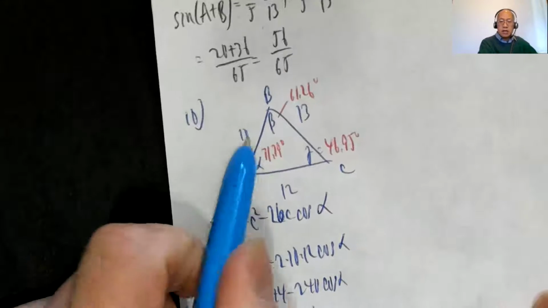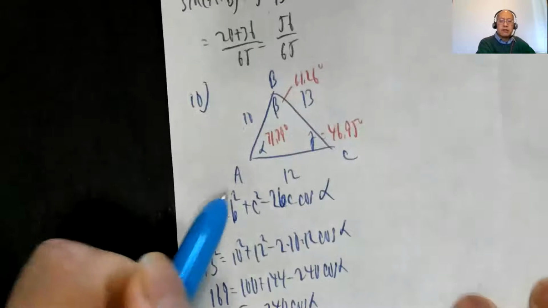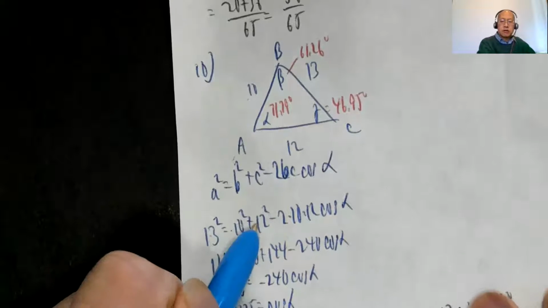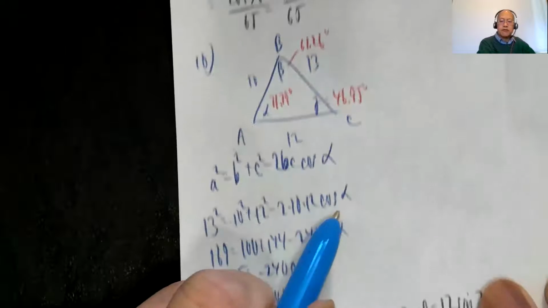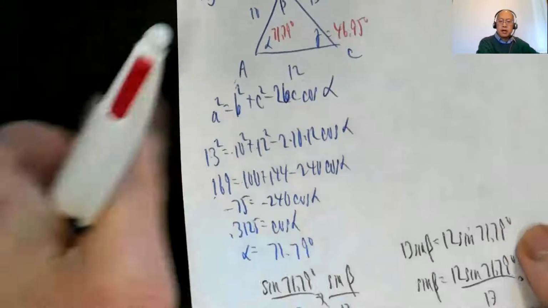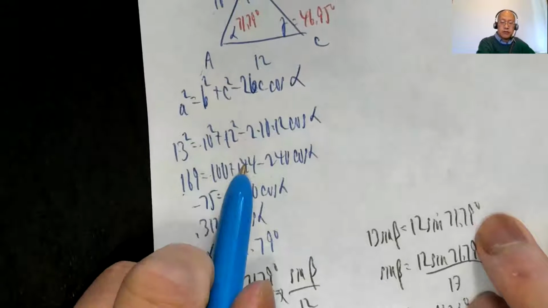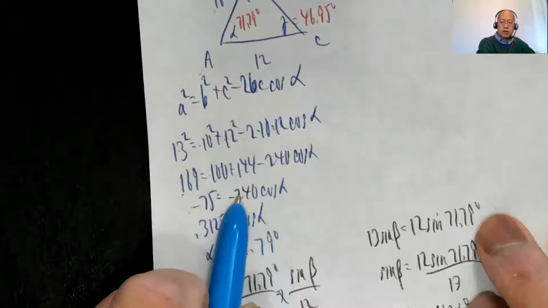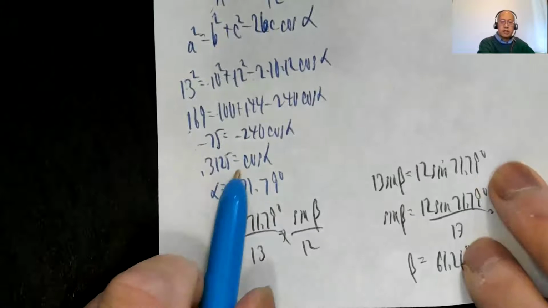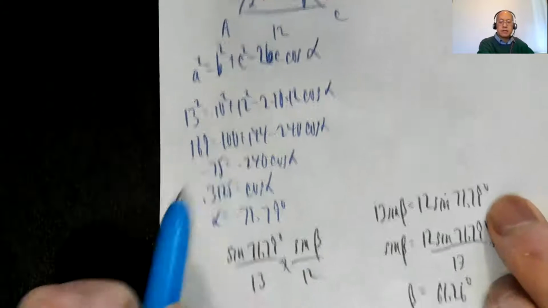Finally, 10, 12, 13. Aim for the largest angle, call that alpha. So 13 squared is 10 squared plus 12 squared minus 2 times 10 times 12 cosine alpha. 169, 100, 144. Isolate the cosine. If I subtract 100 and 144, I get negative 75 equals negative 240 cosine alpha, divided by negative 240. Cosine alpha is 0.3125, so alpha is 71.79 degrees.